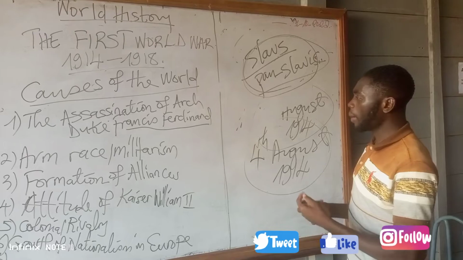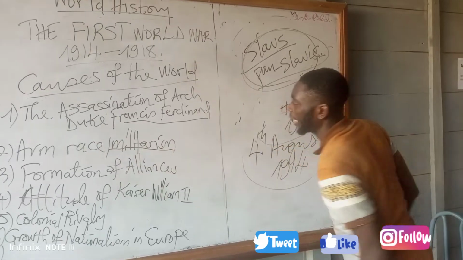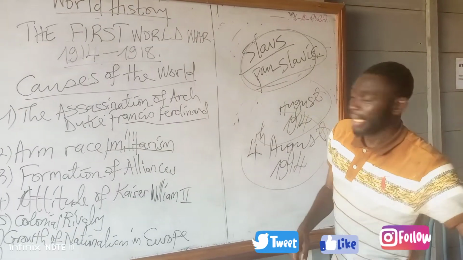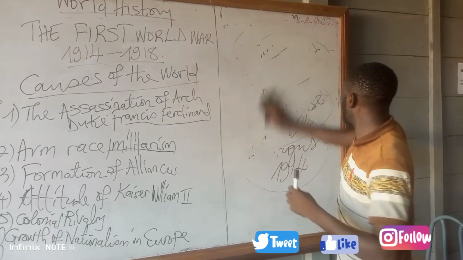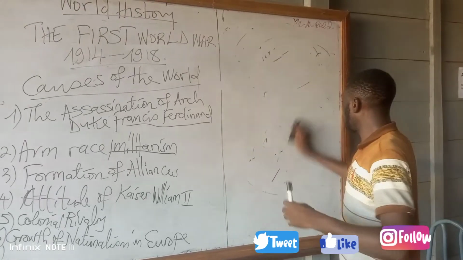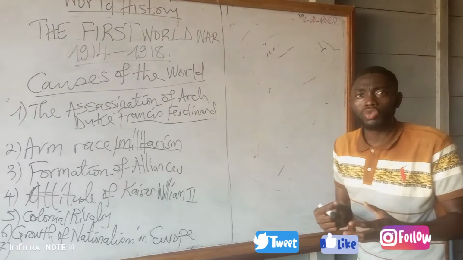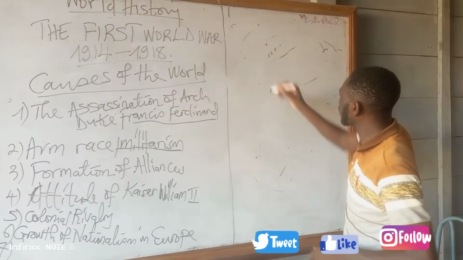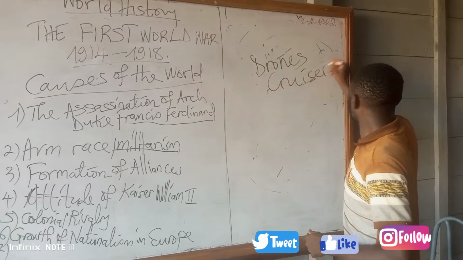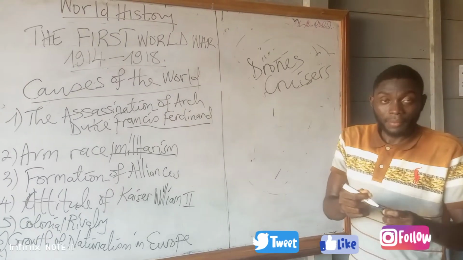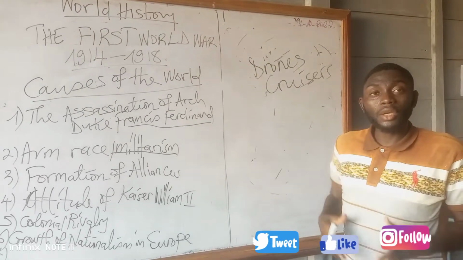The second reason for the outbreak of the First World War we'll be looking at is arms race and militarism. When we talk about arms race, we are referring to the building of military equipment, the building of weapons in Europe by the European nations. Before 1914, European nations had embarked on the construction of sophisticated weapons like cruisers, missiles, and dreadnoughts, which helped them to easily go into a war.